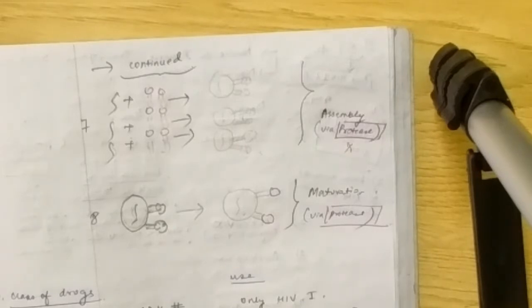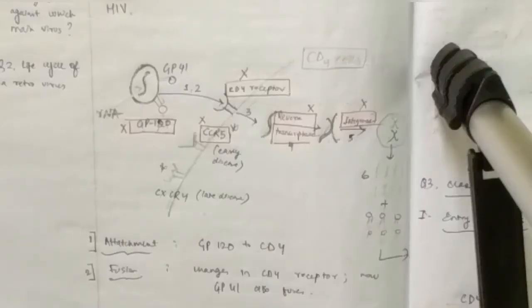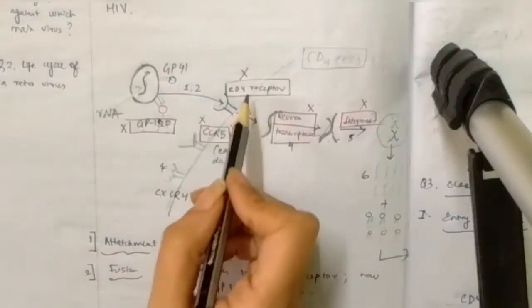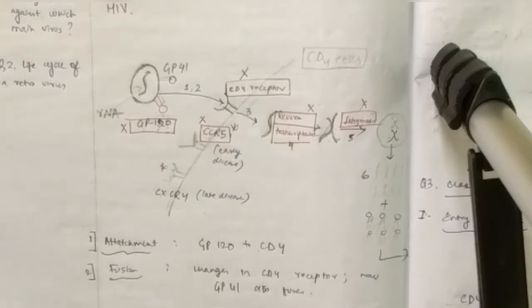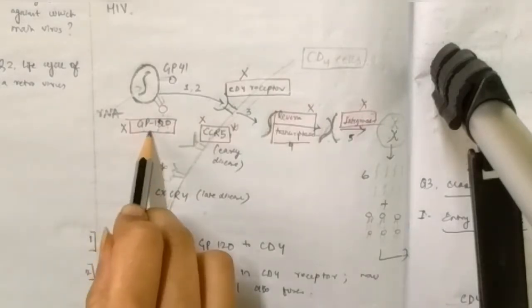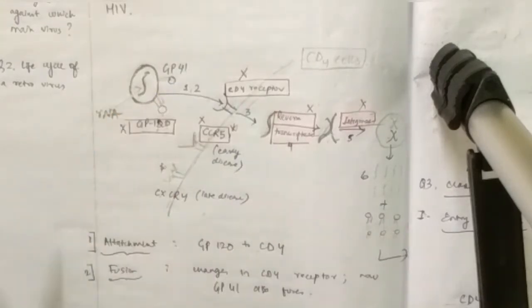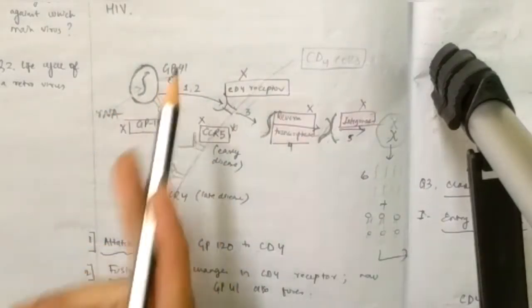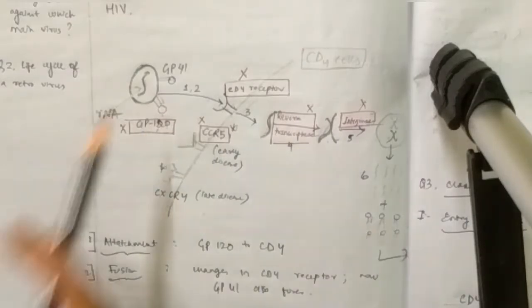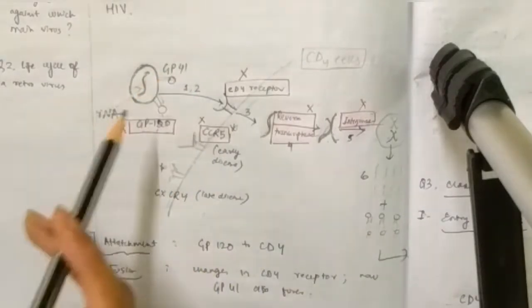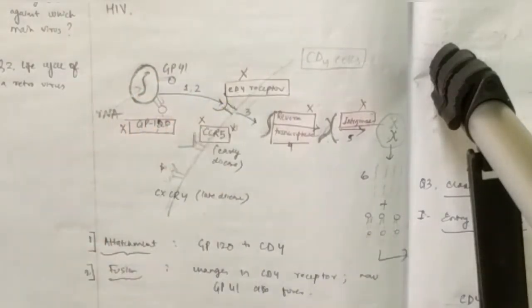Now, once you know the life cycle, it is very easy to understand the antiretroviral drugs. The first step can be to block the CD4 receptor. The second can be to cause alteration in the GP120 molecule. Alteration in GP41 will not be so effective because GP41 is dependent on GP120 binding to CD4, so there is no point in changing it. You can block GP120, you can block the CD4 receptor.